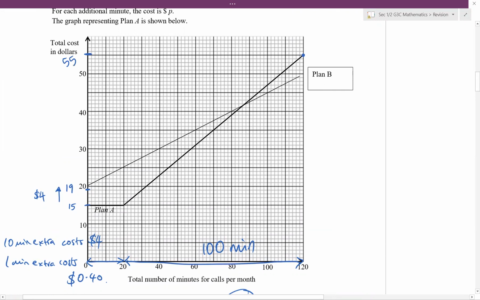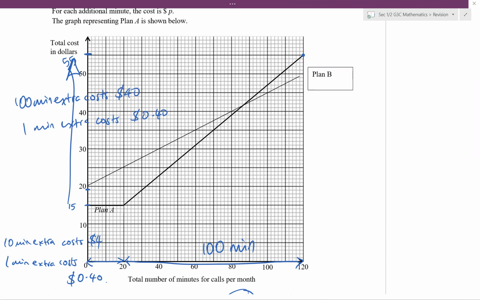Okay, so from 15 to 55, we have an increase of $40. So 100 minutes extra cost $40. So 1 minute extra cost 40 cents. So it turns out it is the same as our answer if we just look at 10 minutes. But it is not the same if we simply try and find the 21st minute and read off the value. So this is the difference.